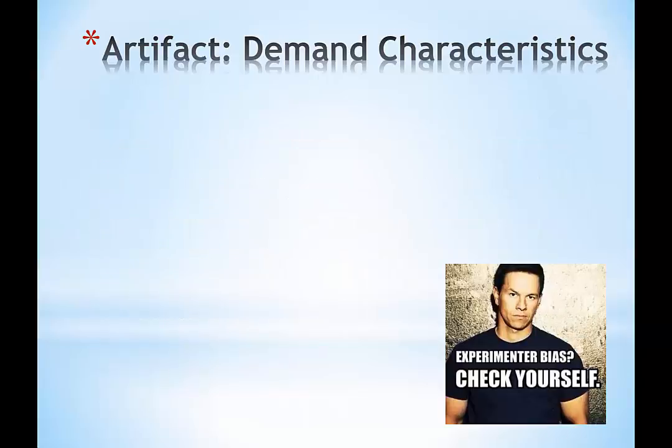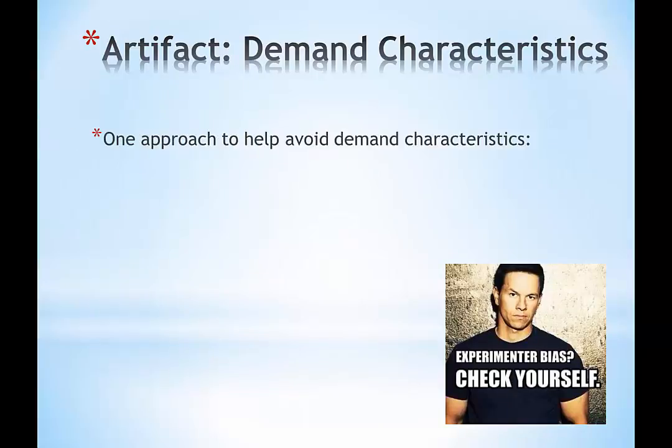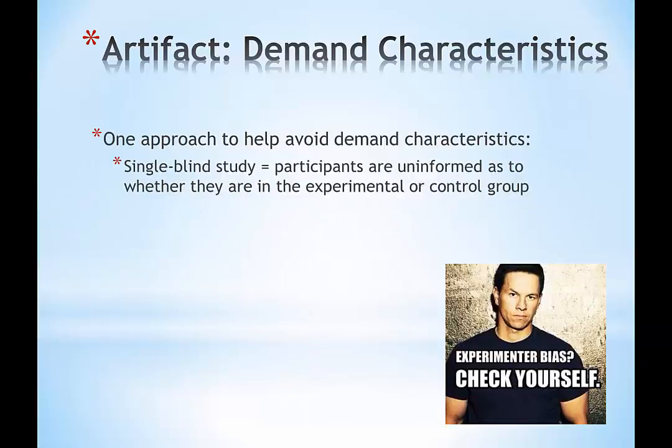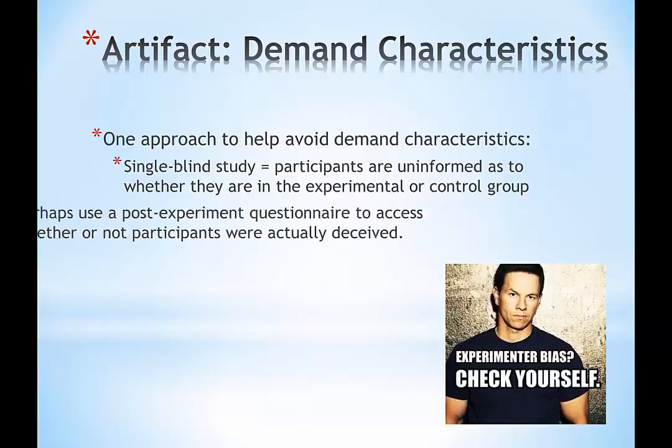And again, here's a great little reminder from the Mark Wahlberg research meme about demand characteristics. We certainly don't want this experimenter bias. So one approach to help avoid demand characteristics is what we would call a single blind study. In a single blind study, the participants are uninformed as to whether they're in the experimental group or the control group. Now, you've probably heard double blind before, and we'll get to that by the end of this screencast. In a single blind study, I'm going to know as the researcher who's in the treatment group or the control group, but the participants themselves won't know. At least they won't be told. Sometimes they figure it out, but they won't be told by the researcher.